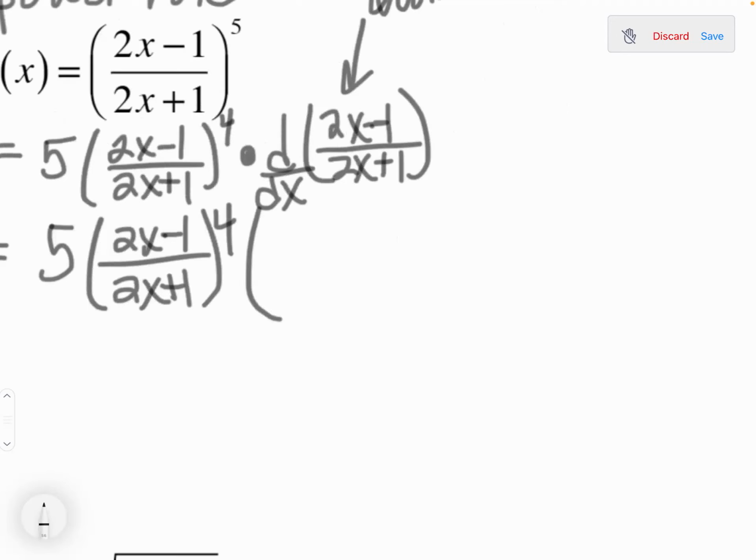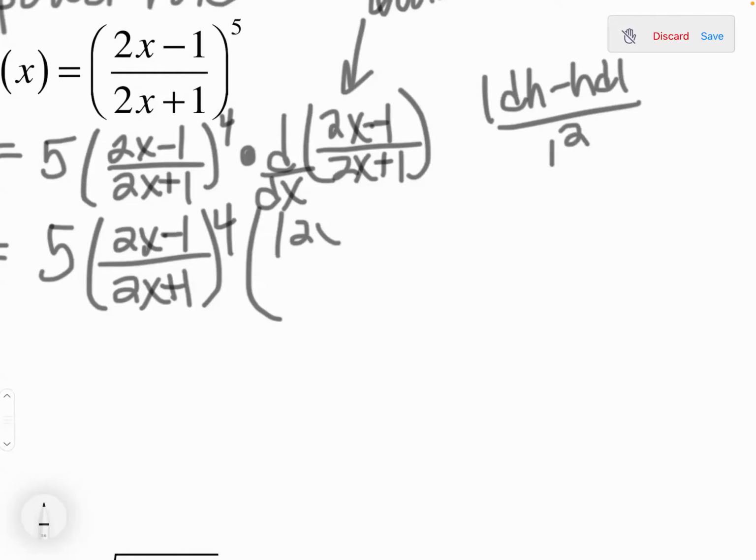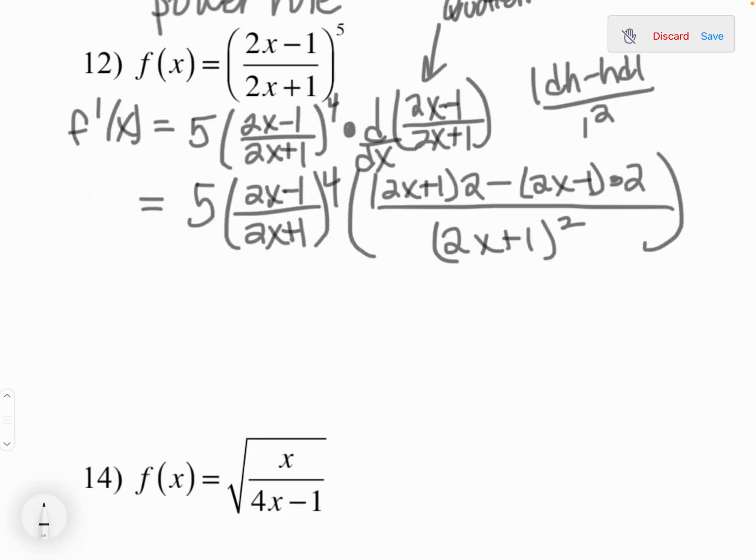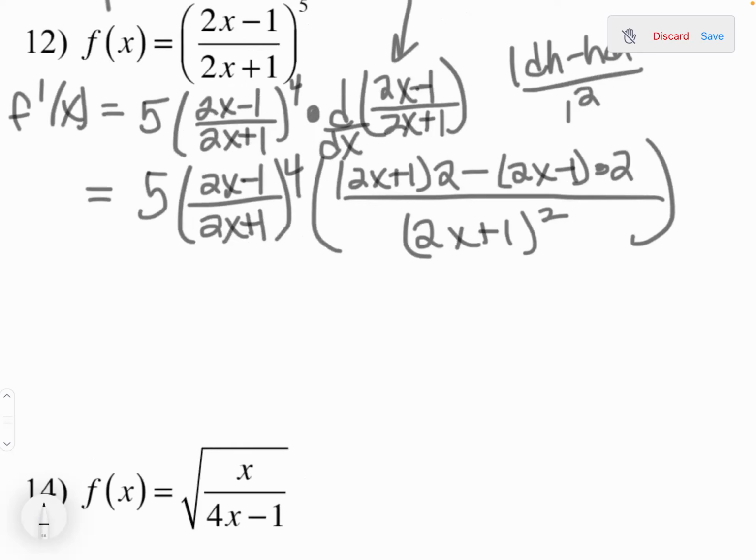Quotient rule, we're looking at low d high minus high d low all over low squared. So the low is 2x plus 1 times the derivative of the top, which is 2, minus the top, 2x minus 1, times the derivative of the bottom, which is 2, all over 2x plus 1 squared. We can do some combining like terms in the numerator there. We get 2 times 2x, 2 times 1, that's 4x plus 2.